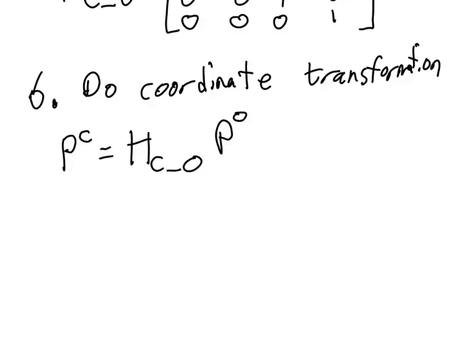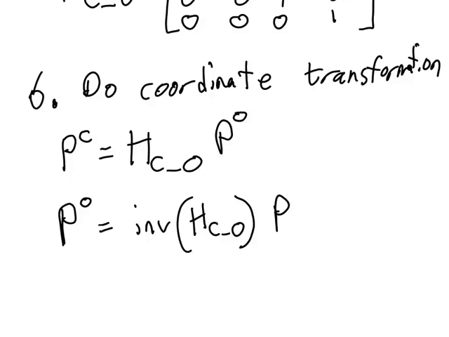Now, in this case, we actually want to do this transformation the other way. I know the location of a point in the camera frame, and I want to get the location of the point in the base frame. So we can do this simply by finding the inverse of the homogeneous transformation matrix. In other words, this other equation also holds. A point in the base frame is equal to the inverse of the homogeneous transformation matrix from camera to 0 times a point in the camera frame.